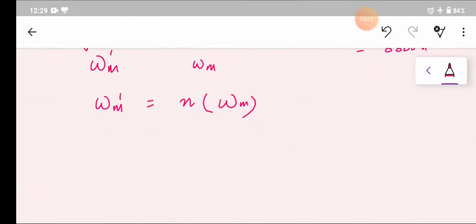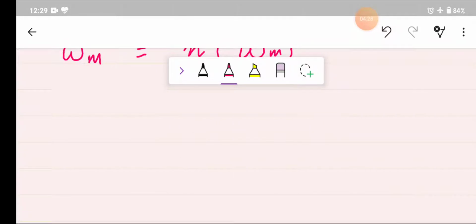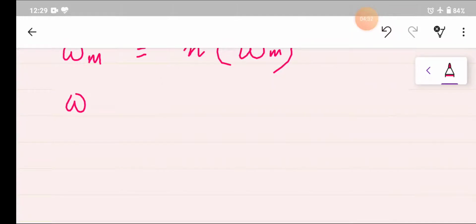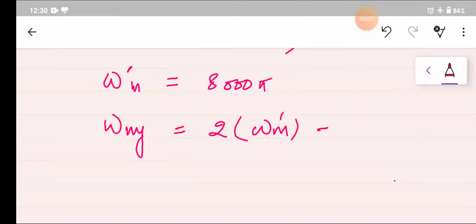Now the Nyquist sampling rate. Here we have omega m dash equal to 8000 pi, so omega ny will be equal to 2 times omega m dash, which will be equal to 16,000 pi.